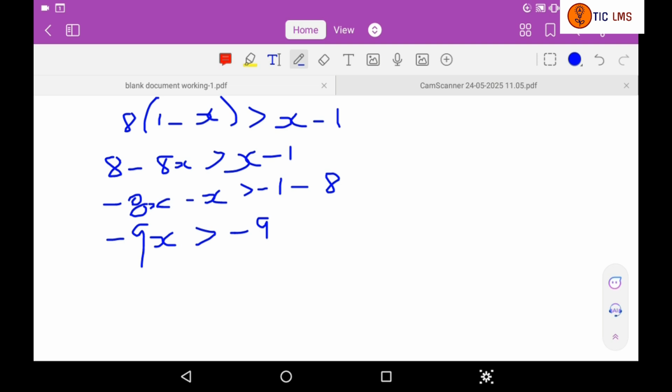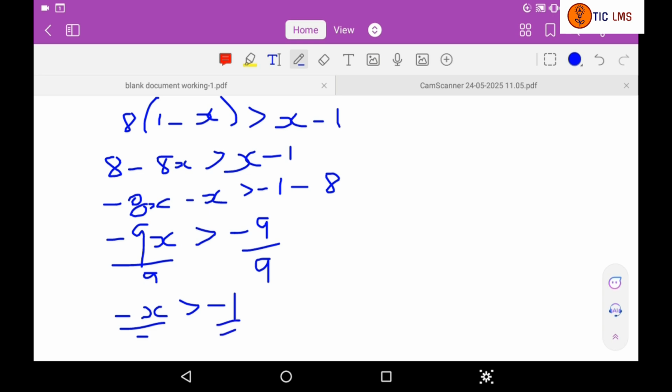Now first, you could decide to divide both sides by 9, or you could just say divide both sides by negative 9, but I want to take it one step at a time. So if you divide both sides by 9, you're going to have negative x greater than negative 1. So now we want to find the value of x, not negative x. So you need to get rid of the negative. And to get rid of that negative, you can divide both sides by negative.